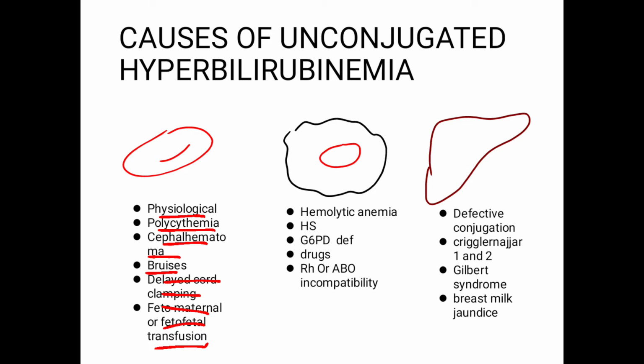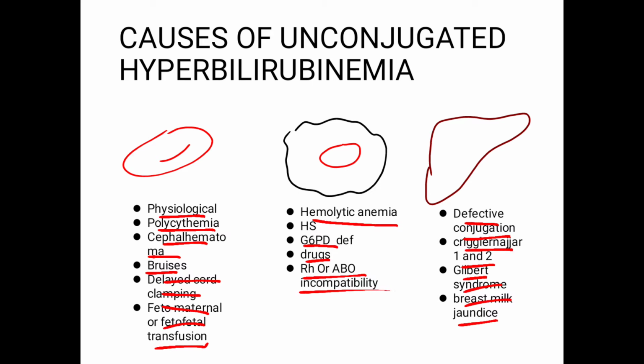The other cause is excessive breakdown of RBCs, which again leads to overproduction of bilirubin. There are intrinsic and extrinsic causes of hemolytic anemia. Intrinsic means there is some genetic defect in the RBCs which predisposes them to premature hemolysis, like hereditary spherocytosis or G6PD deficiency, and the extrinsic causes include drugs, Rh, or ABO incompatibility. Now, if the liver has defective conjugation, this will again lead to a buildup of unconjugated bilirubin levels. We have defective conjugation in Crigler-Najjar 1 and 2, in which the enzyme responsible for conjugation is deficient, and Gilbert syndrome, in which there is a mild deficiency of the enzyme.